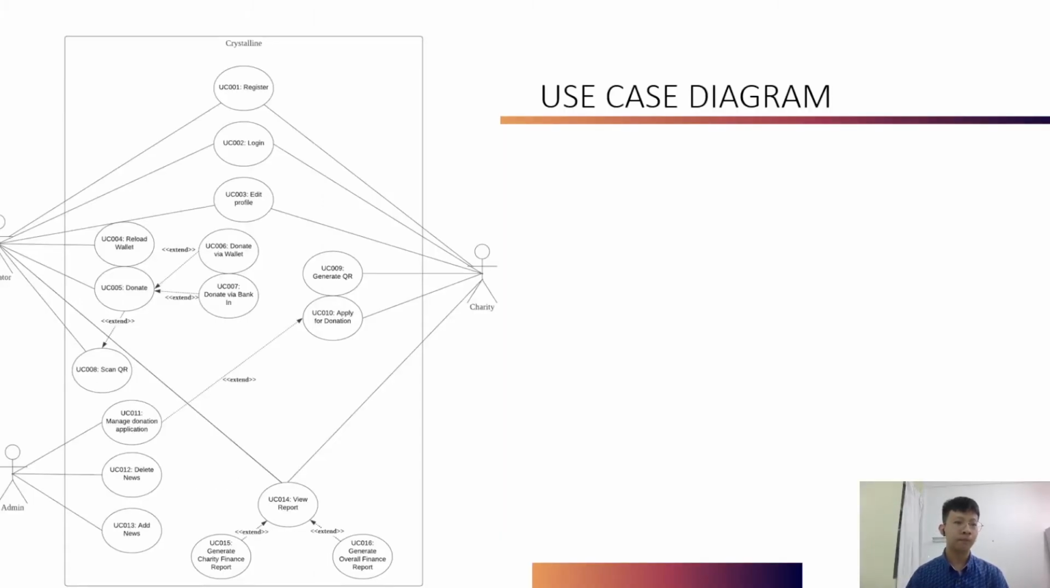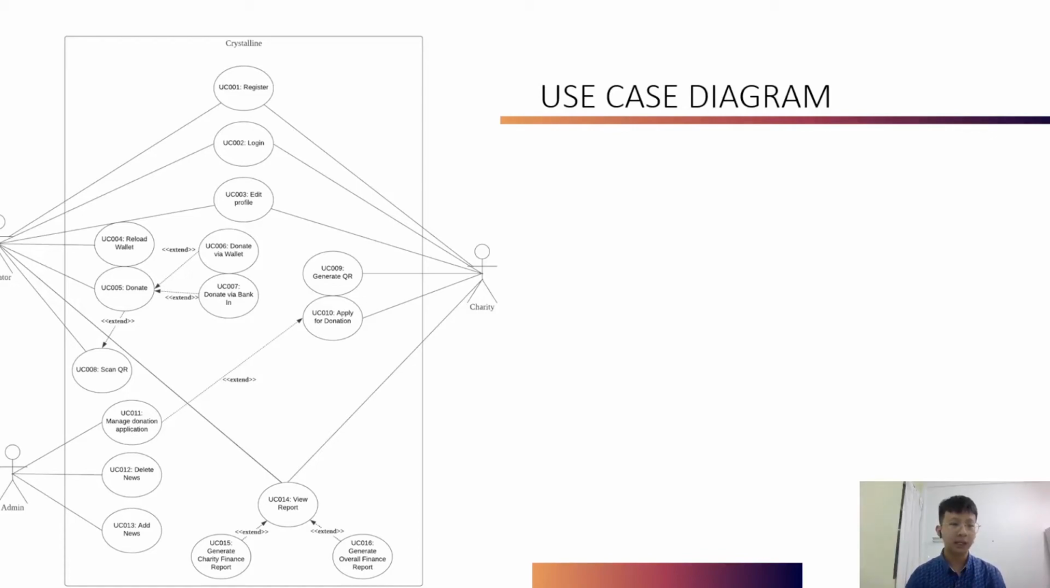The image shown beside on the left is the use case diagram of the application. There will be 3 parties in this application, which are donator, charity, and admin. There will be a total of 16 use cases, which include register, login, edit profile, and so on, which are the most basic features. Then reload wallet, which is for donations, donate via wallet, donate via banking, and generate QR, which is generated by the charity to be scanned by the donator, so it is easier to find the charity profile inside the system rather than needing to type in its name and so on.